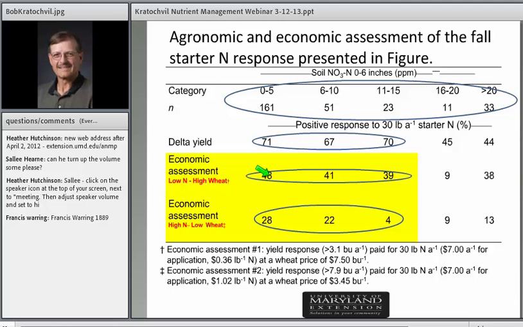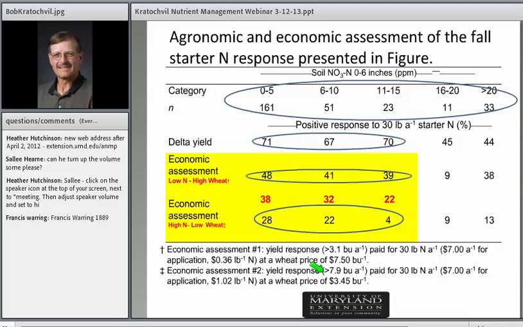Now let's look at the other bookend. In this case, we're looking at high nitrogen cost, $1.02 a pound, low wheat price, $3.45 a bushel. And in this case, it took almost 8 bushel to the acre to pay for that 30 pounds of nitrogen. And you can see that for the most part, we were only getting about 1 out of every 4 instances where we had a profitable return, and it fell off below the 15 parts per million. We actually had our 2 lowest categories, 0 to 5 and 6 to 10, that gave us about a 1 in 4 chance of having a profitable return.